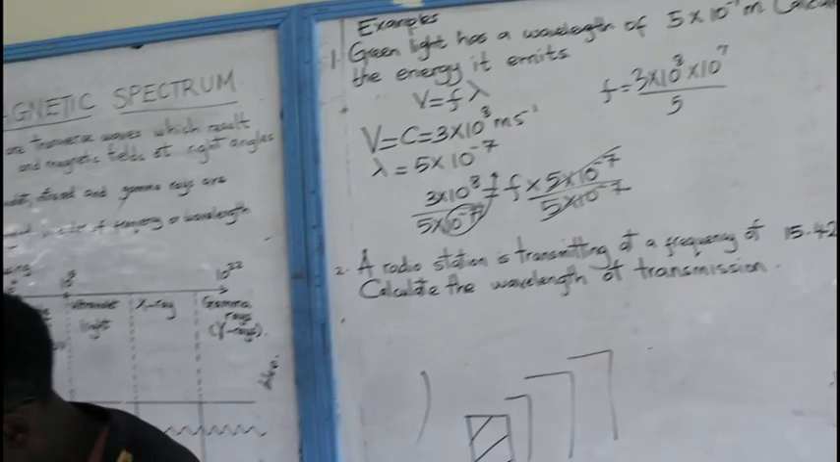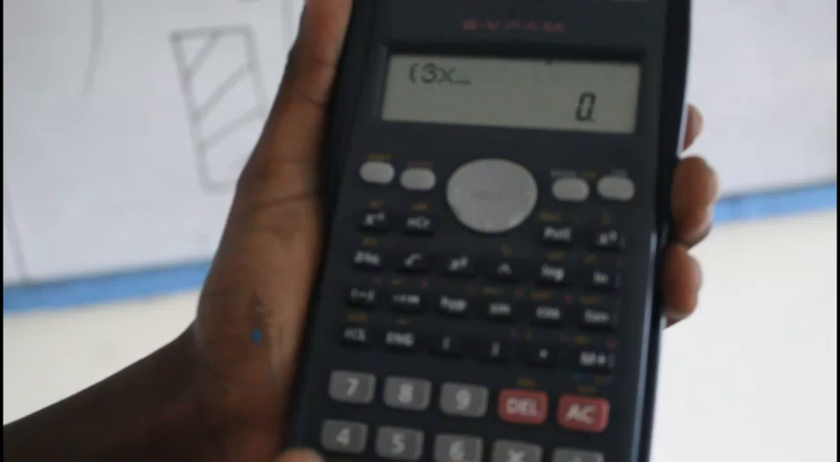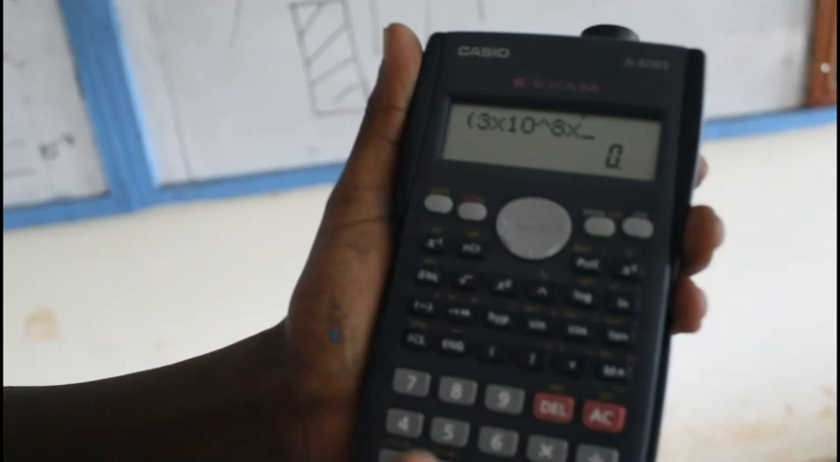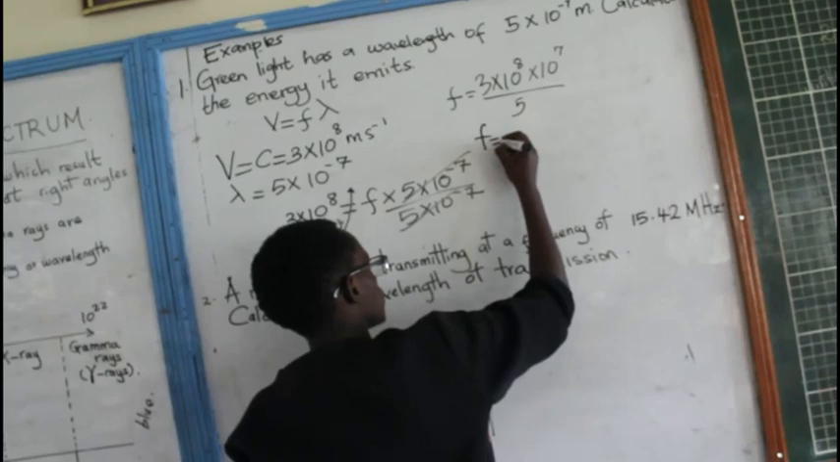So you just do that using the calculator. You key in 3 times 10 power 8 times 10 power 7. You get your answer, then you divide your answer by 5. You get your answer as 6 times 10 power 14. So the frequency is equal to 6 times 10 power 14.